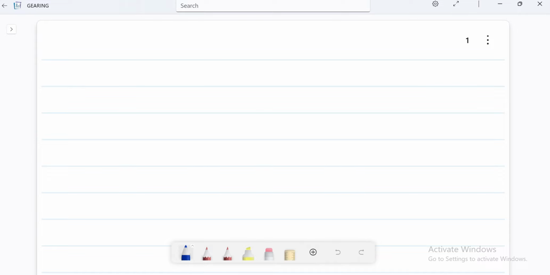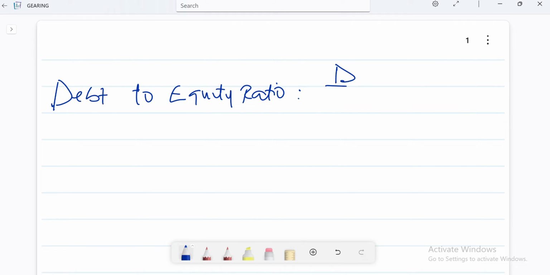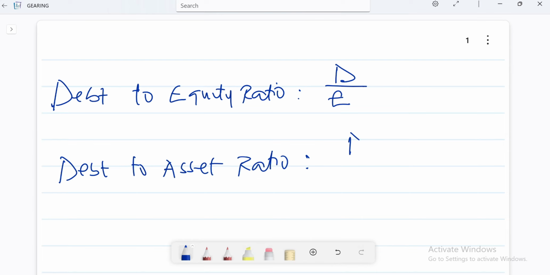Hello everyone, today I want to quickly explain to you the difference between debt to equity ratio and debt to asset ratio. Alright, so debt to equity ratio, simply saying, is the ratio of debt to equity, while debt to asset ratio is simply the ratio of debt to the total value of the organization. In this case, we're saying it is debt plus equity.